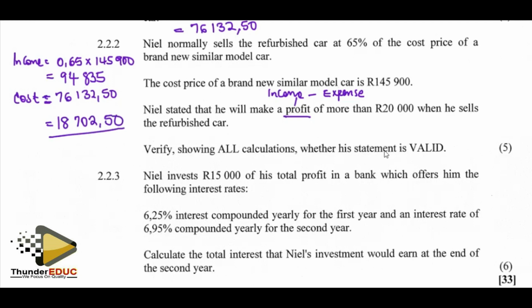So say more than. So the statement becomes what? Invalid. It's not more than 20,000. Look for the income. This is the income. The cost, we already got it here. When you subtract the two, you don't get 20. This is the profit. Yes, it makes a profit, but it's not 20,000.